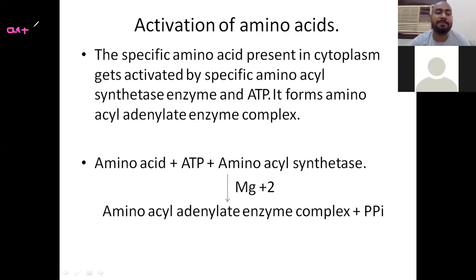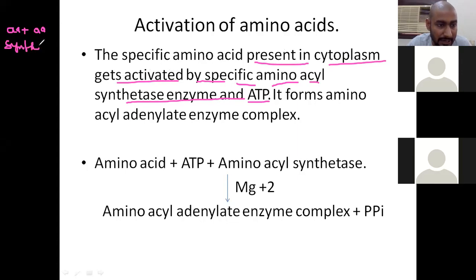So here you can see the specific amino acid present in the cytoplasm, wandering in the cytoplasm, gets activated by the specific aminoacyl tRNA synthetase enzyme and ATP. Three things are needed for the activation of an amino acid: the amino acid, the aminoacyl synthetase enzyme, plus ATP.